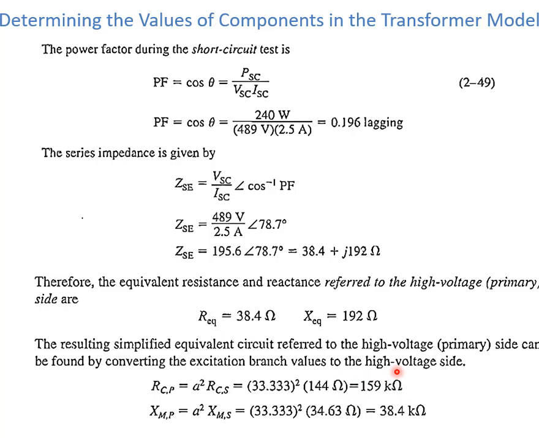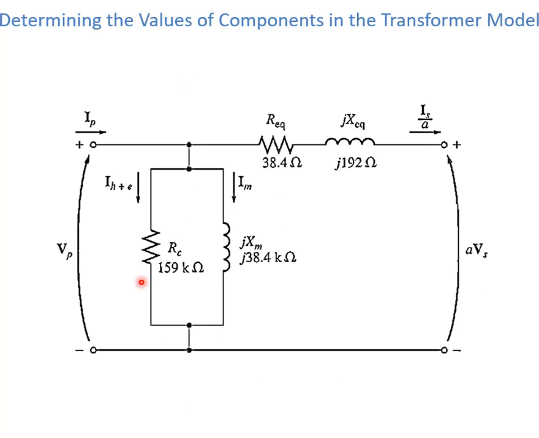So what you can see about these values, compare them with these values. We can see that the excitation branch resistance and reactance are very high, so its impedance is very high. So obviously the current that is flowing is, as we have said, only 2 to 3%, which is true from these two values. Now it's quite easy to draw this circuit. We have this RC, we have this XM, and R equivalent, X equivalent, and this is referred to the primary side. And we can even draw the circuit referred to the low voltage side.